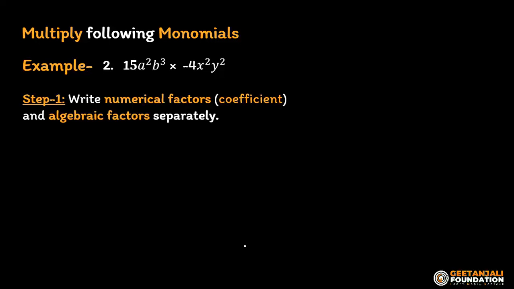So we have to write numerical factors and algebraic factors separately. First I will write the question over here. It is 15 a square b cube, this is our first monomial, times minus 4x square y square. This is our second monomial. I have put this parenthesis because this is a negative sign.